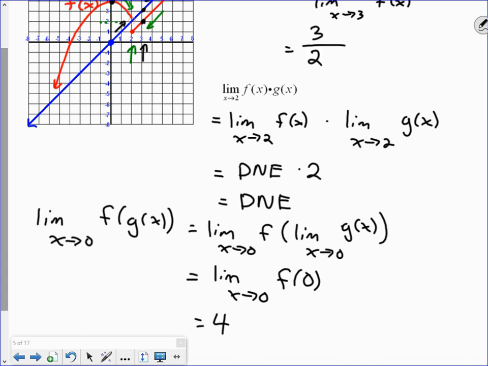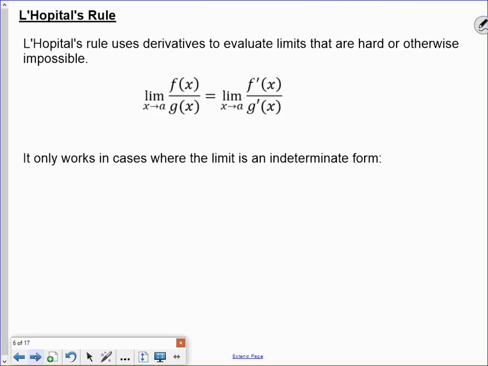Okay, finally, we're going to talk about another technique for evaluating limits that we haven't even touched on yet. And this is what is called L'Hopital's rule. L'Hopital's rule uses derivatives to evaluate limits that are hard to evaluate or otherwise impossible to evaluate. We haven't talked about this in Unit 9-10 because we haven't talked about derivatives really yet. The whole point of 9-10 is introducing derivatives. So the idea here is if you're coming back to this after taking a look at some of the stuff in Unit 11-12, this will make a lot more sense to you.